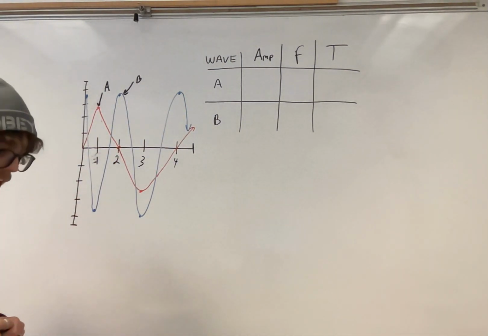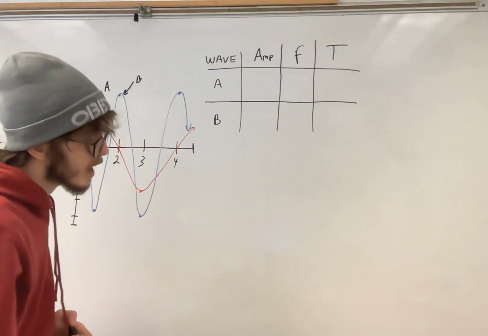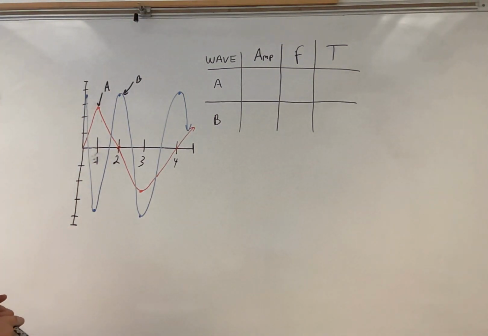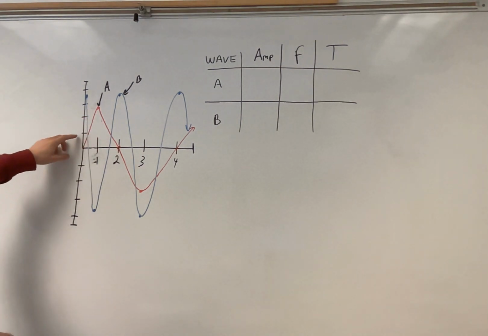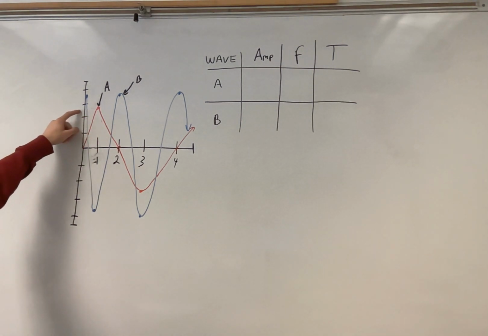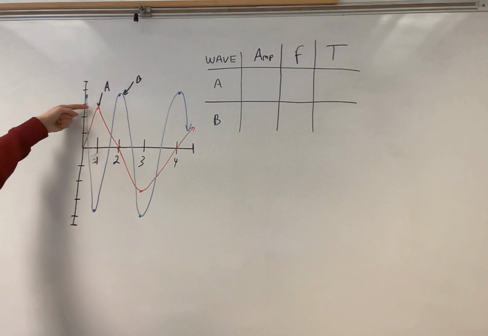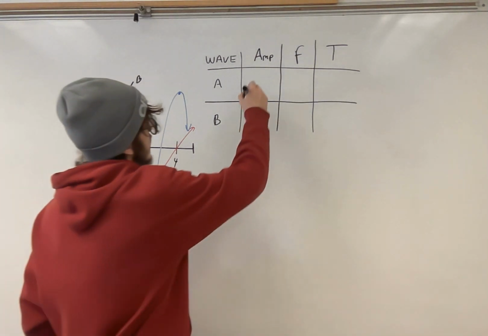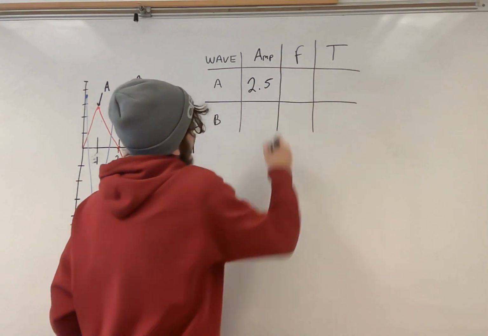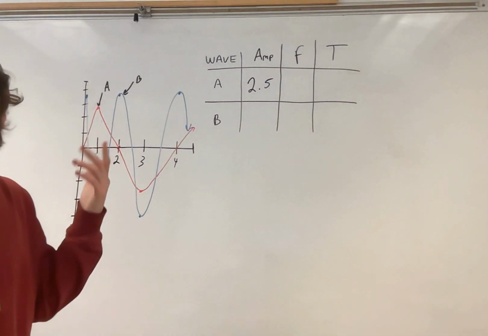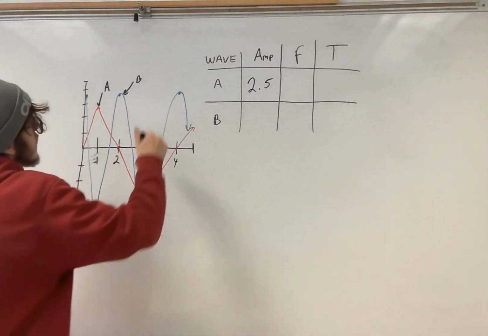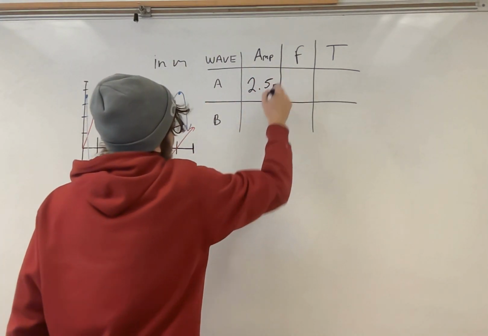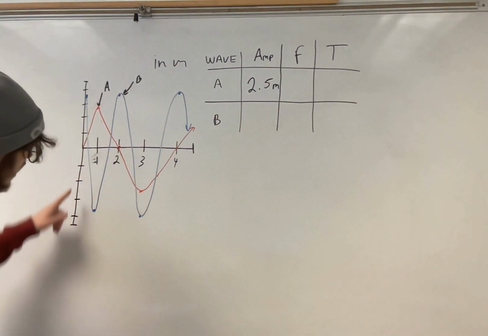And the amplitude is how high does the wave go before it's going to crash down? What's the maximum height? Well, notice for the red wave, we go about 1, 2, and about a half. Okay, so it peaks at 2.5 and goes all the way down to negative 2.5. So for wave A, we're going to say that the amplitude is 2.5. And the units here, we'll say meters. Okay, so 2.5 meters.